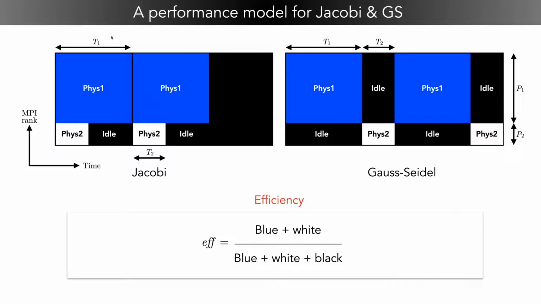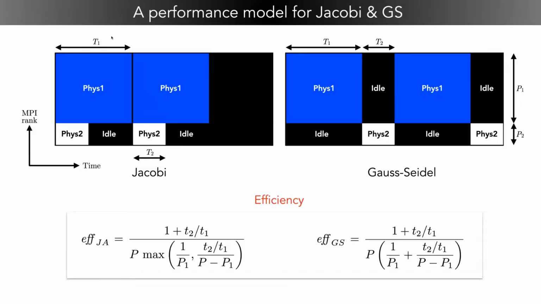And the efficiency, well, it's just the time we spend using the resources. Okay, so it's blue plus white divided by all the colors. So here we have the formula for the Jacobi, and we have the formula for the Gauss-Seidel. So with the formula, we cannot see anything, so we have to go into some figures.